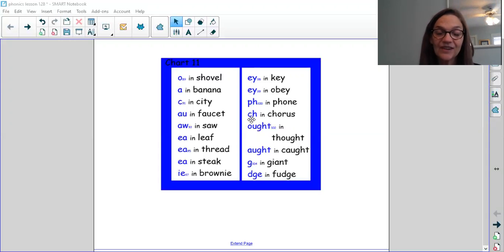C in chorus, C-H. Ought in thought, O-U-G-H-T. Ought in caught, A-U-G-H-T. J in giant, G, and G in fudge, D-G-E. Now let's say just the sounds.